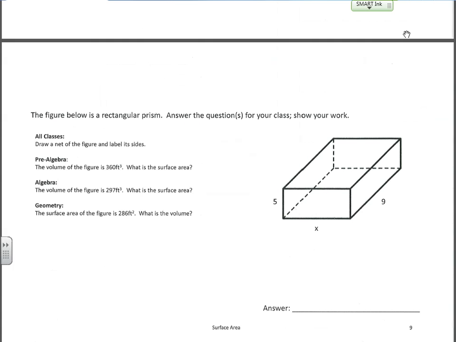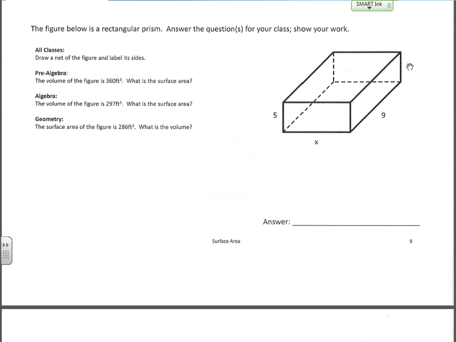Then we went to surface area of this rectangular prism.